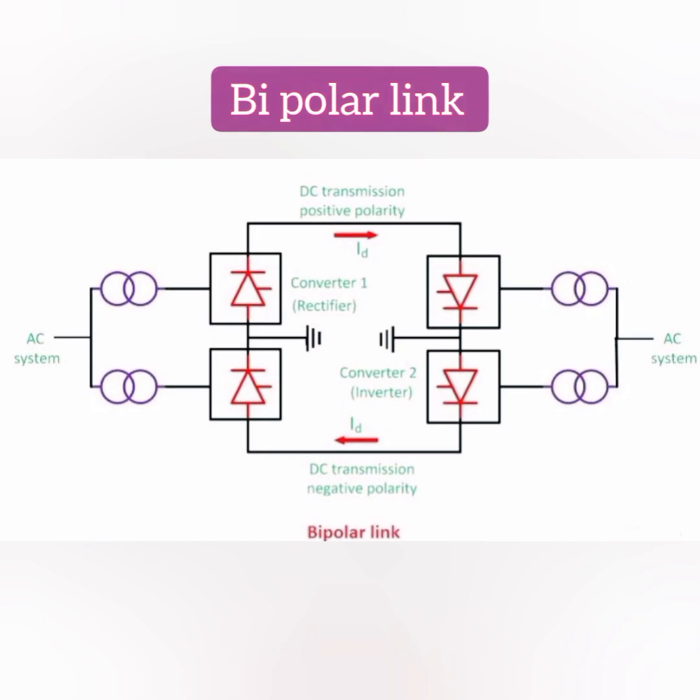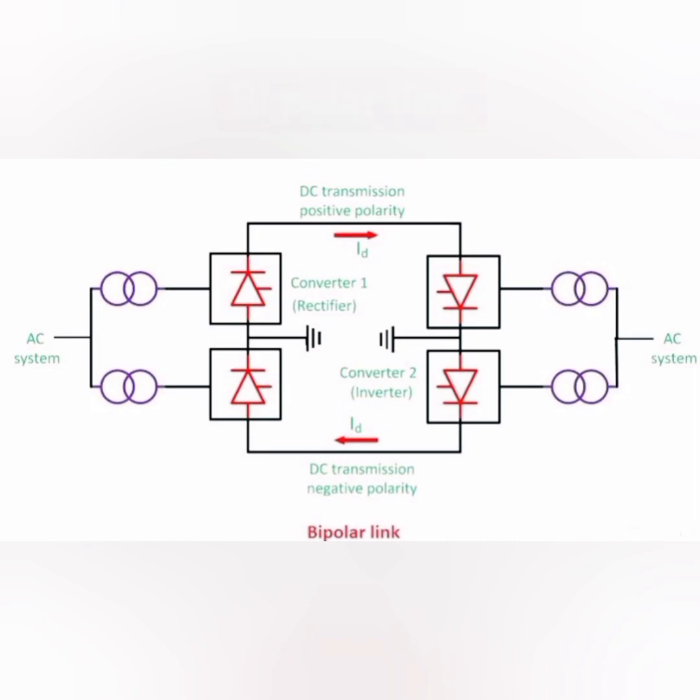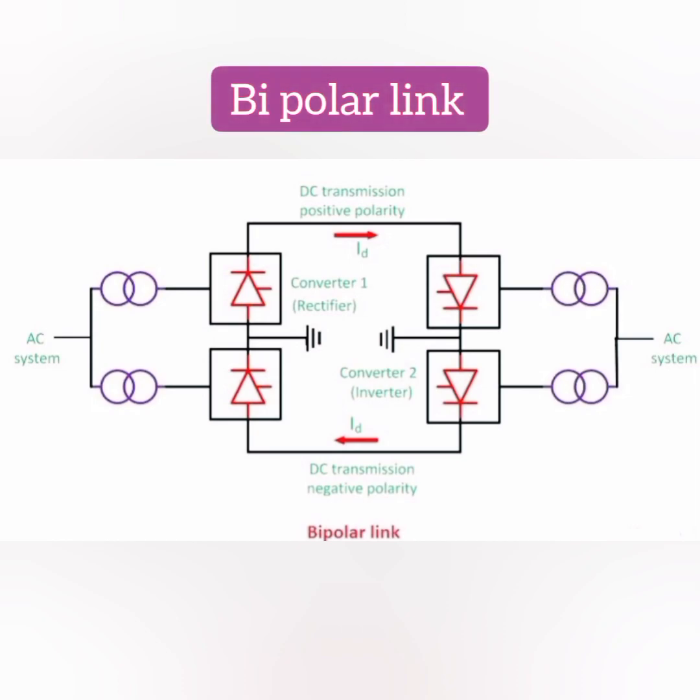So whenever converters 1 and 2 are running and any fault persists, automatically one link or one line will get isolated and the other line will run at monopole power level, and earth will be taken as a reference for grounding in order to complete that full circle or return path. So this is your bipole link in HVDC.